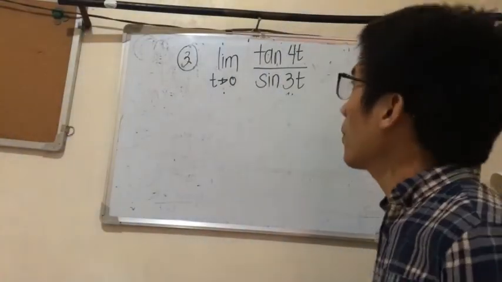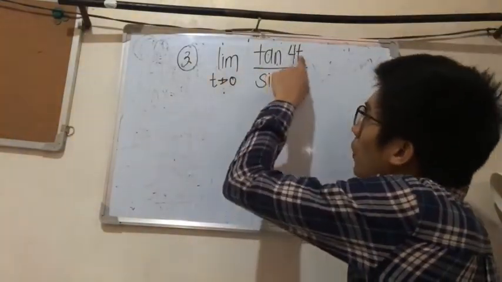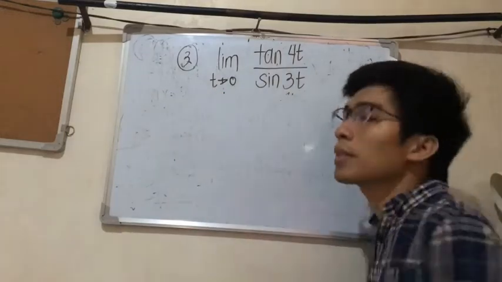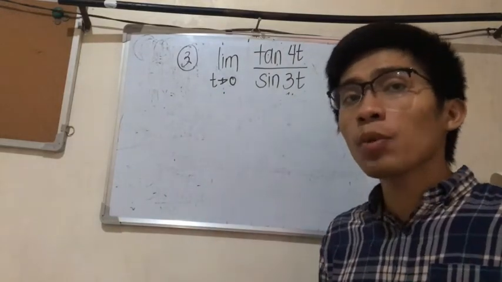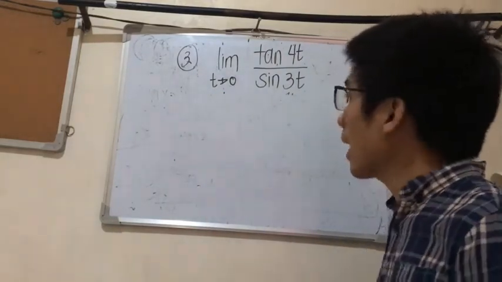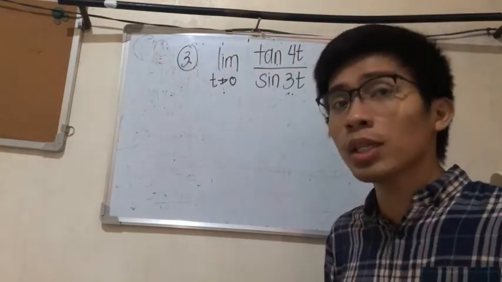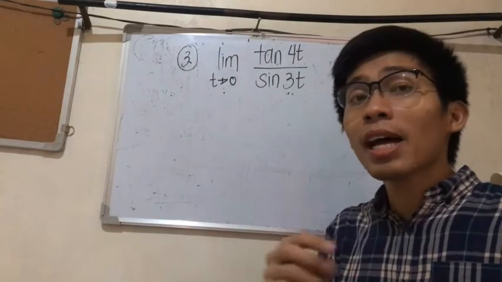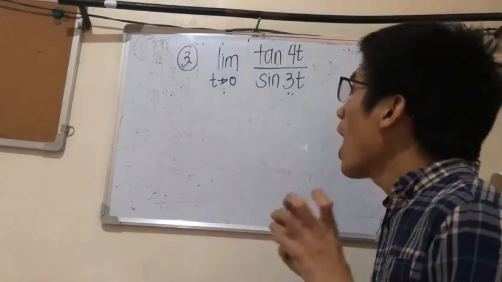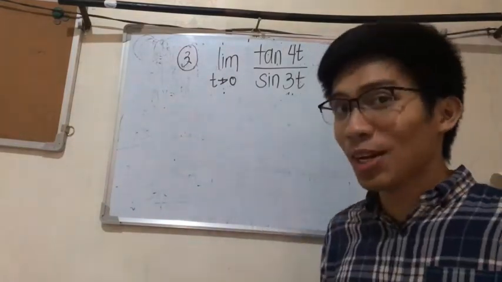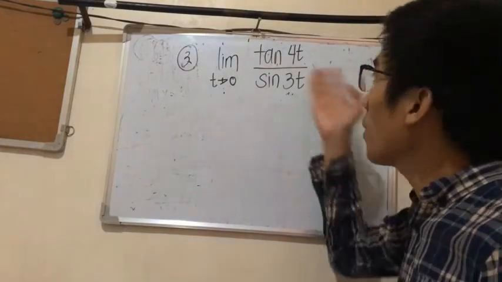Okay, we are done with our example number 3. That is the limit of tan 4t over sine 3t as t approaches 0. As you can observe in this example, we've used the tangent function, whereas I presented only 3 different special limit rules, which are in the form of sine and cosine. So now, how are we going to solve this kind of problem if it involves tangent?